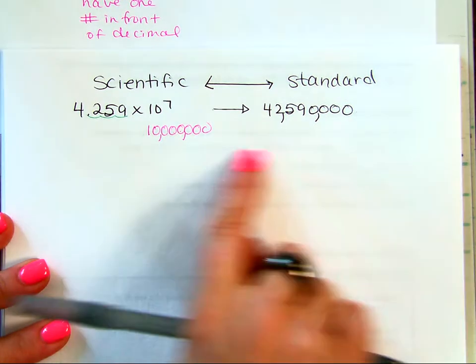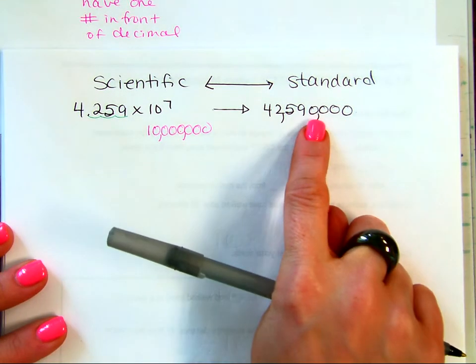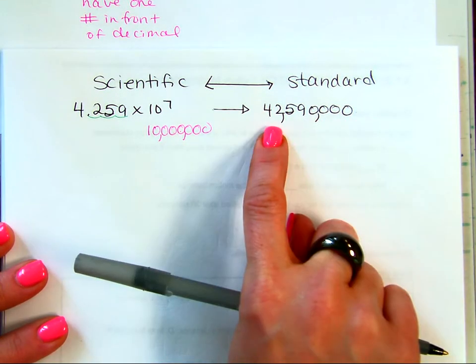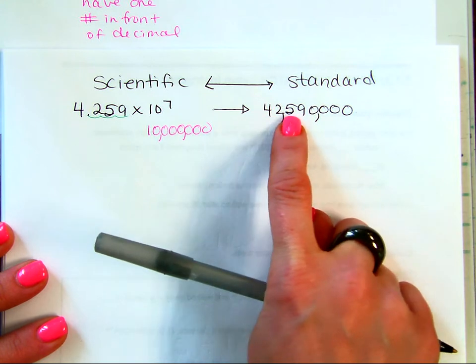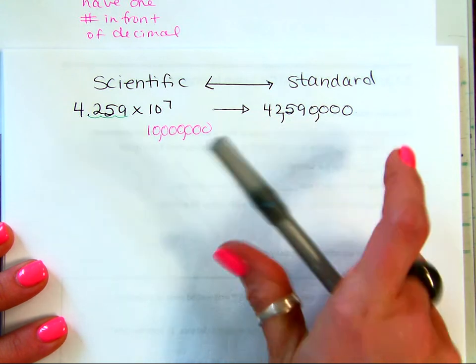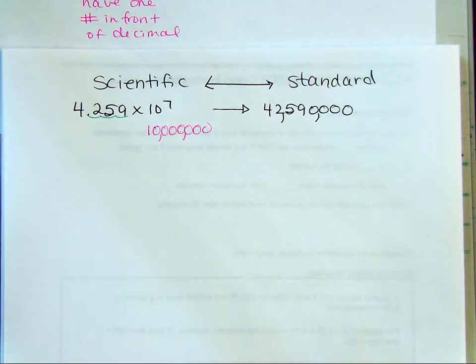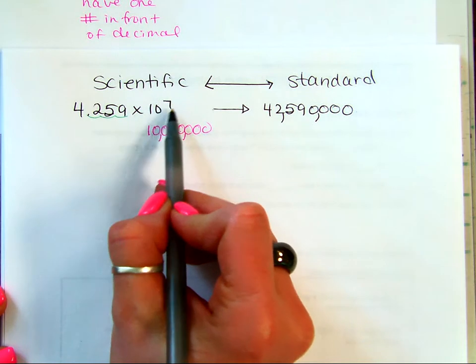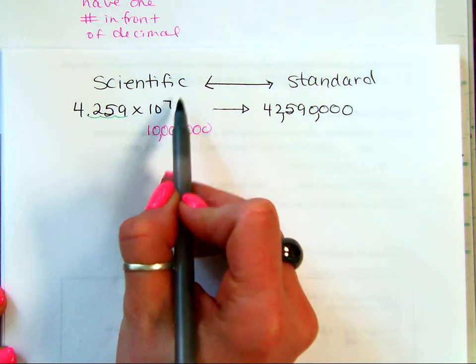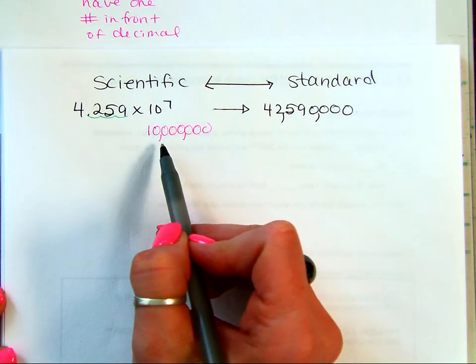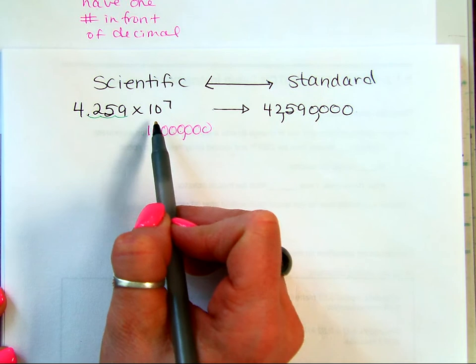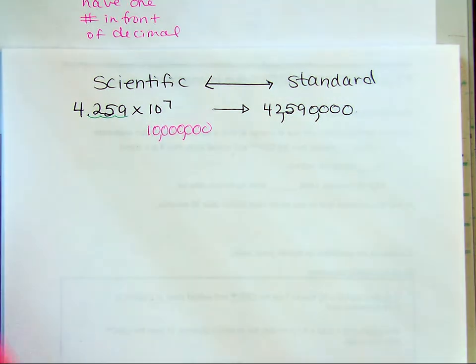So real quick, hold on. So is everybody okay with how we got that answer? Yeah. That number will not fit in the calculator. It's 42,590,000. Okay. So here's what I did. I saw that the exponent was positive. Positive means a very big number, so I moved it to the right. Got it? Let's take a look at our next example.